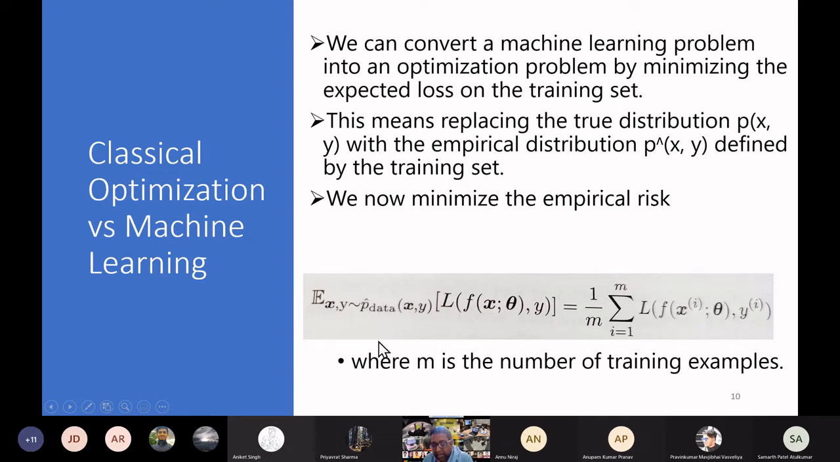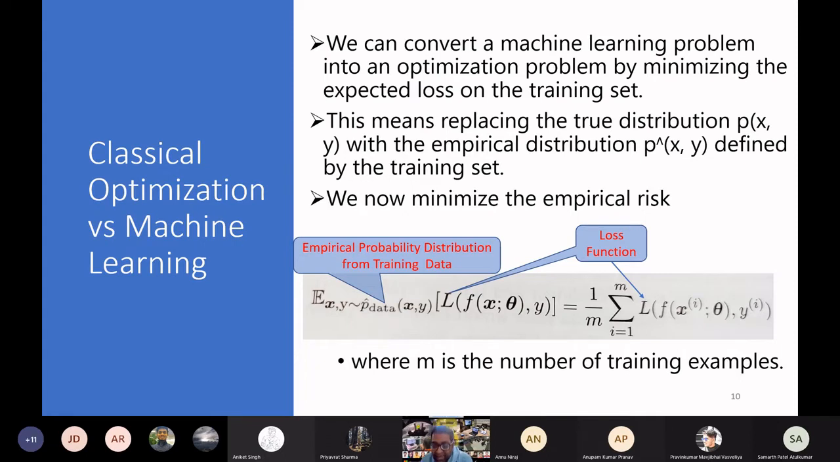And here first I will tell the notations because that will help us to understand. So this P-hat data xy is the empirical probability distribution of training data, because this is what we have. We do not know the true distribution. If we knew that, then it becomes a classical optimization problem. Next, we will use this L. L is the loss function.